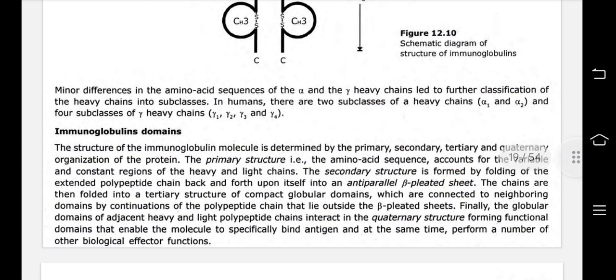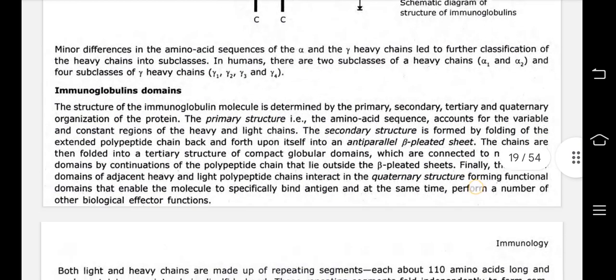Minor differences in the amino acid sequences of alpha and gamma heavy chains lead to further classification of the heavy chains into subclasses. In humans, there are 2 subclasses of alpha heavy chains, alpha 1 and alpha 2, and 4 subclasses of gamma heavy chains, gamma 1, 2, 3, and 4.